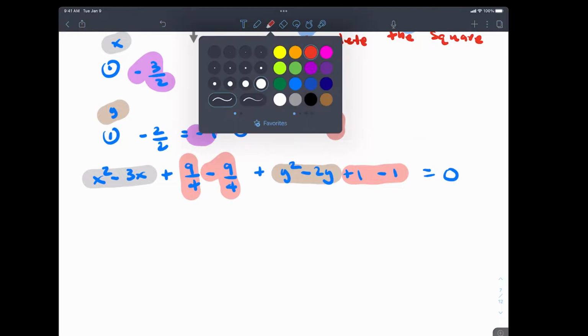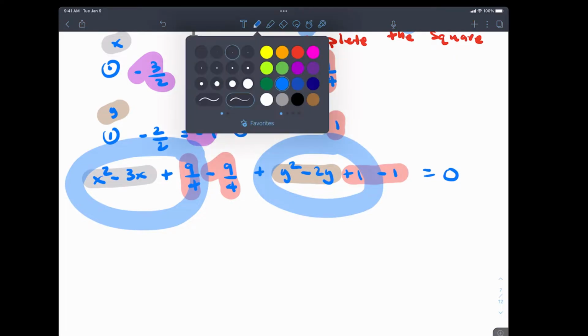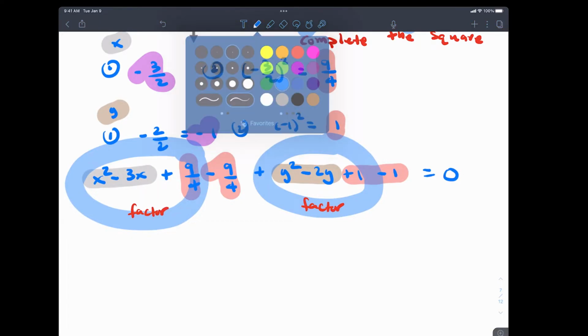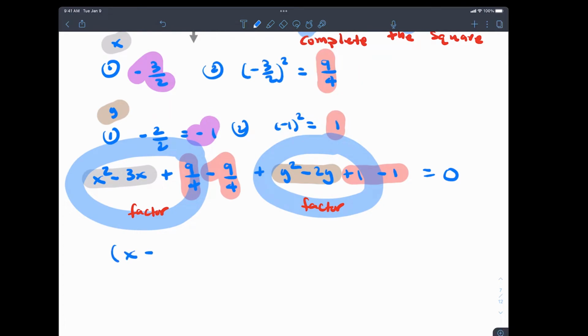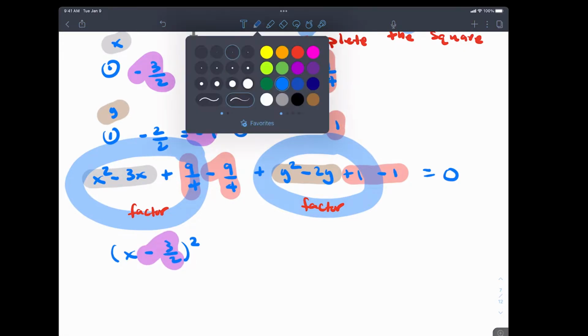Now, remember in complete the square, here and here we say factor. But you don't really factor. The nice thing about the complete the square process is you just use the value found in step 1. Okay, so notice this. This is the value found in step 1.